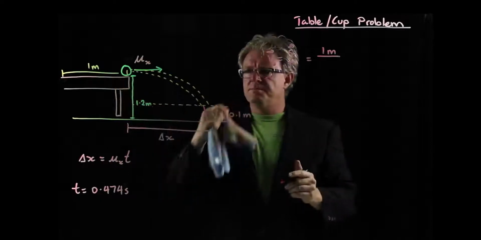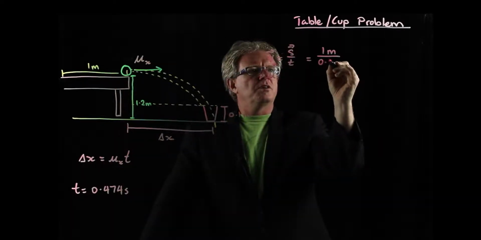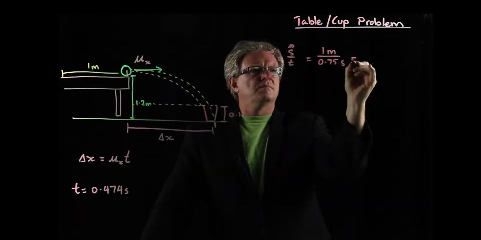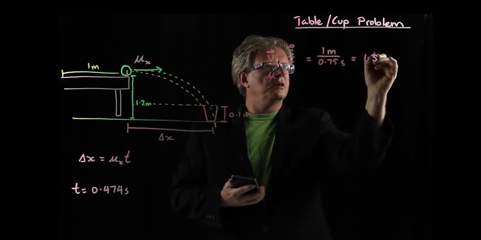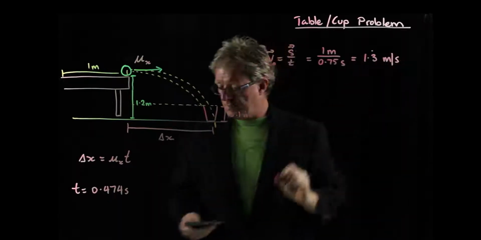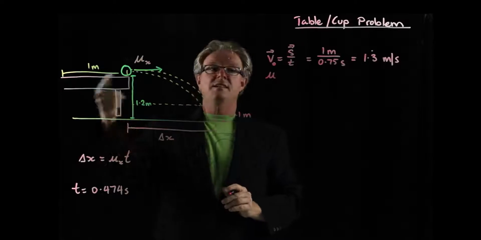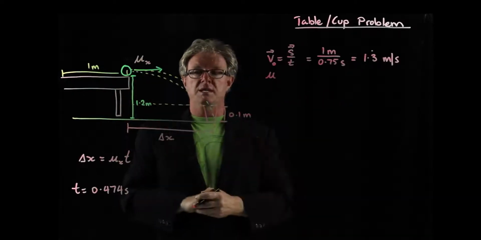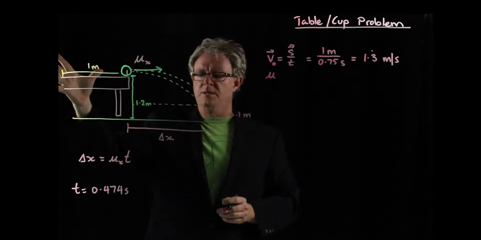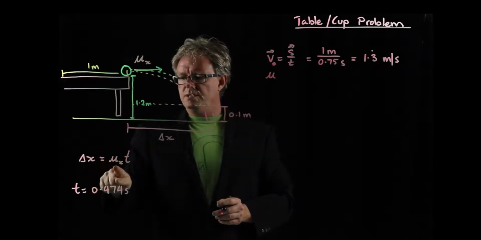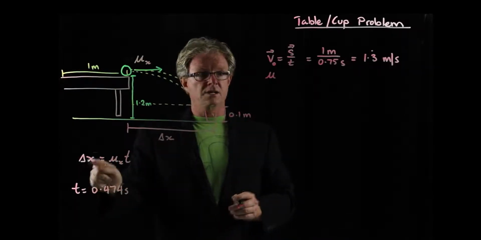So let's say you time it at 0.75 seconds. That gives 1.3 repeating meters per second. So let's say that's your initial velocity, 1.3 meters per second from wherever you release it from. So now you know this, now you can calculate the range.